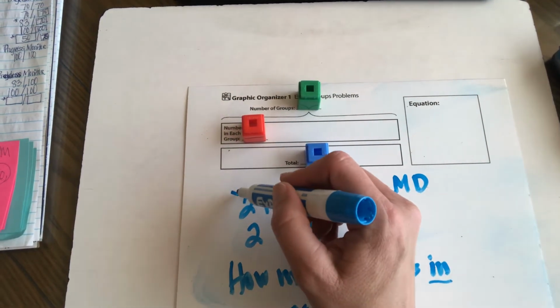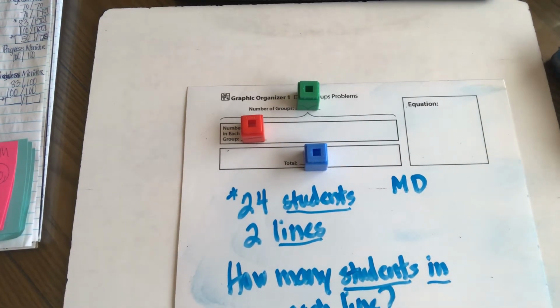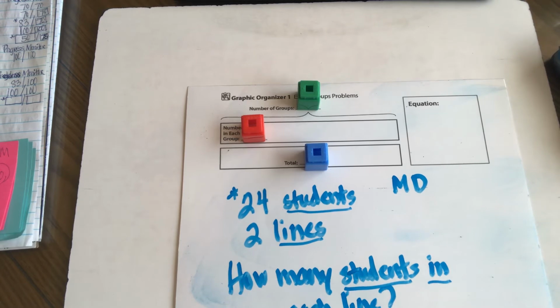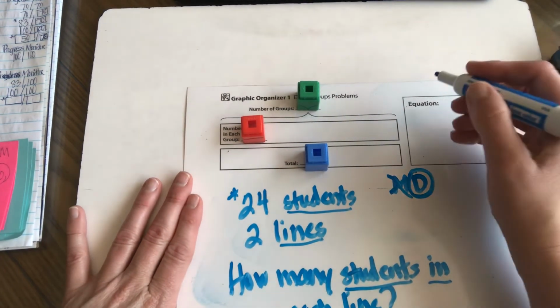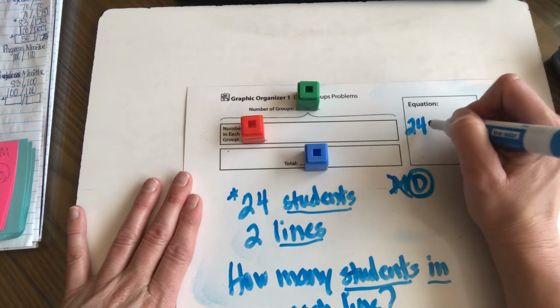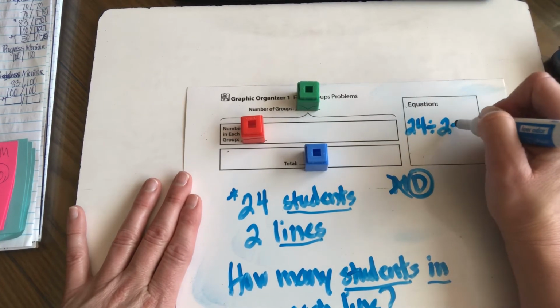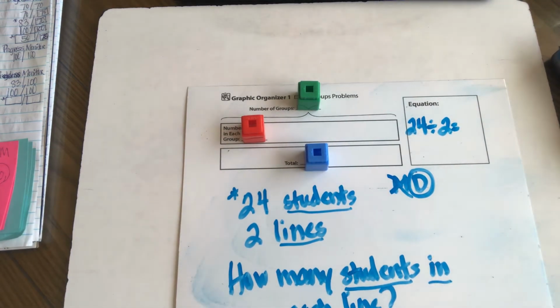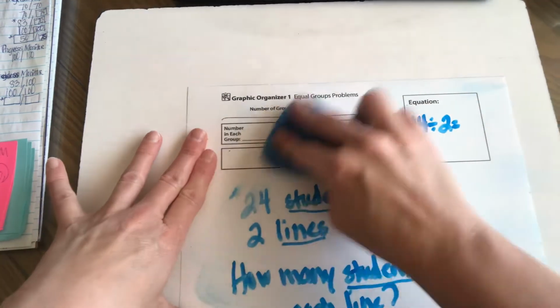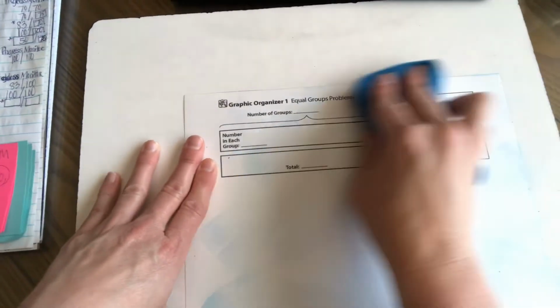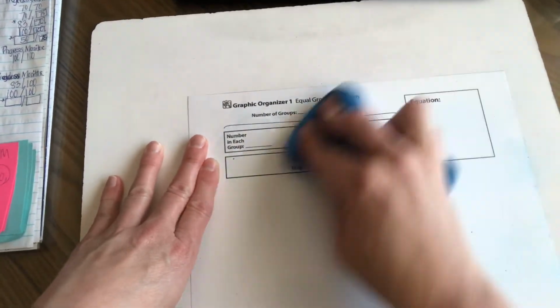Now, if there are 24 students in the gym and we're putting them equally into 2 lines, are there more than 24 students in each line or less? Well, if you said less, you are correct, which makes it a division problem. So we've got 24 students divided by 2 lines, and then we would look for the solution for that. Now that was a quick little review, not meant to take our whole regular time, but just a little review of equal groups problems and a review about where we put the information on the organizer.